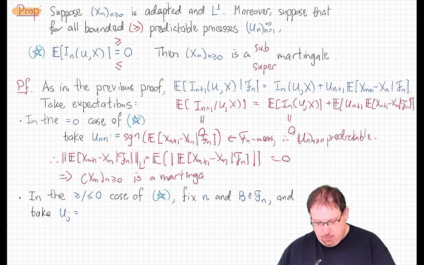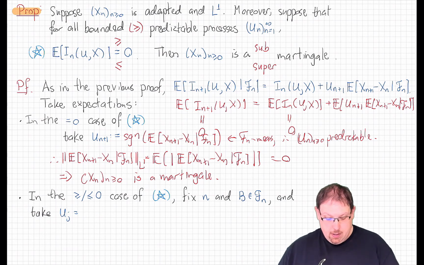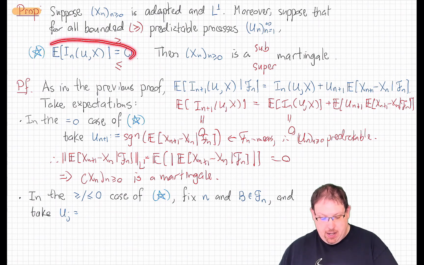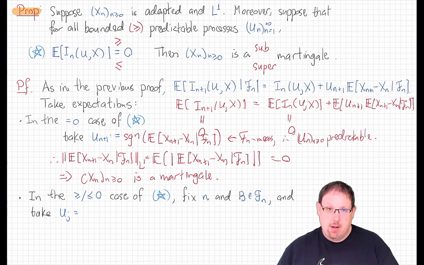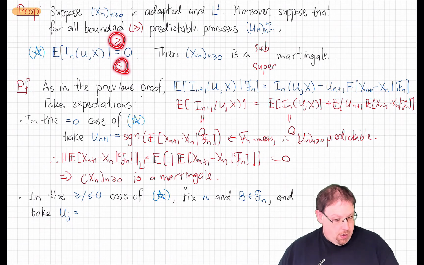And that's exactly what it means for xn to be a martingale, that this conditional expectation is 0 for every n. So we do recover the martingale-ness of the process xn under the assumption that the expected value of this stochastic integral is 0 for every n. Now, in the case where we're only assuming that it's non-negative or non-positive, we'll need a different argument here.